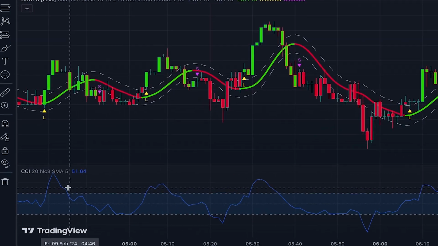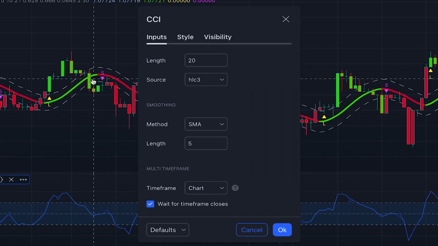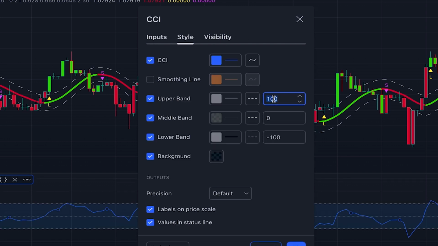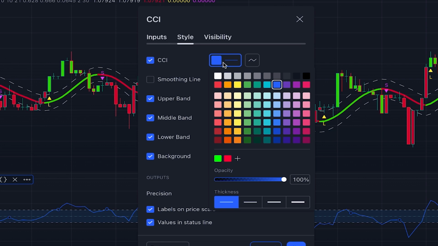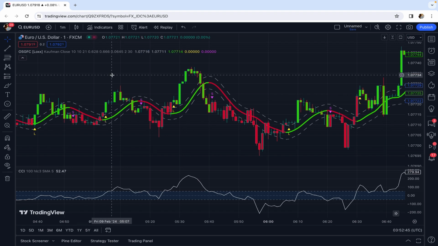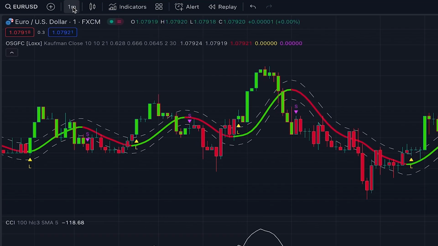its settings. So we go to the settings of the indicator, and here for the length we set it at 100. Then we go to the style tab, and for the upper band we set it at 50. And for the lower band we set it at -50. And let's change the color of CCI line to white so it will be more clear on our charts. This setup is good for scalping on 1 minute and 5 minutes time frame. Right now we are on 1 minute time frame.